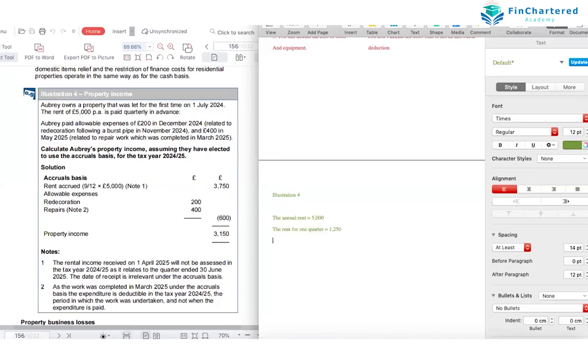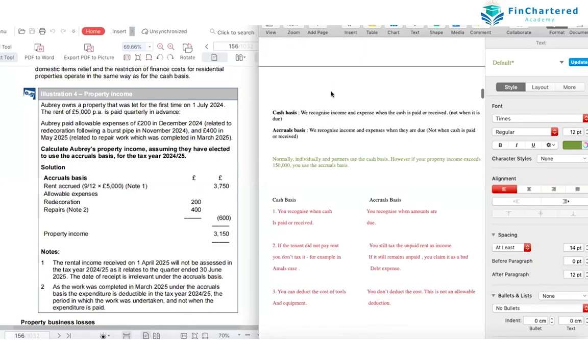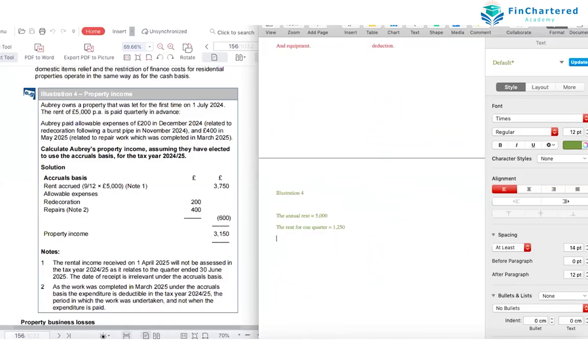Right? Here, again, we don't care when we received it. Yes, I think the logic is the same, right? So we are worried about the expense that was incurred. Look at the accruals basis. We recognize income and expenses when they are due, right? So therefore, we will take rental income for this period as 5,000 minus 1,250. So rental income will be 3,750. Okay.